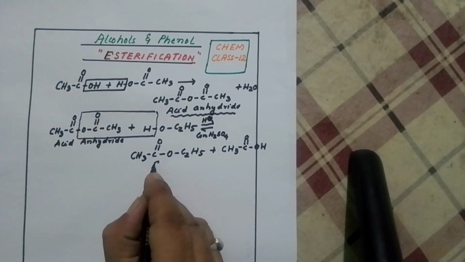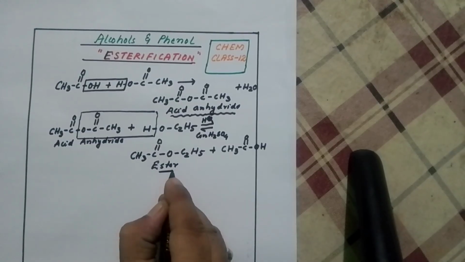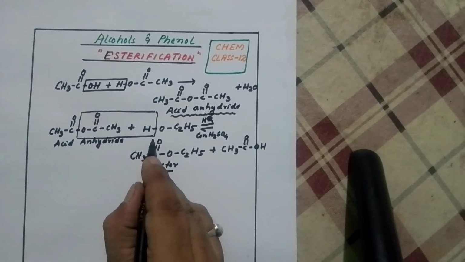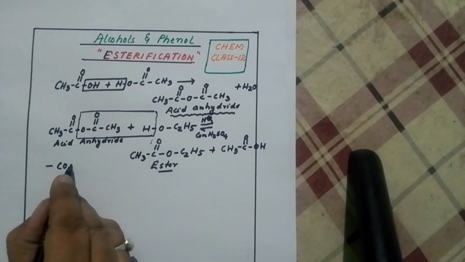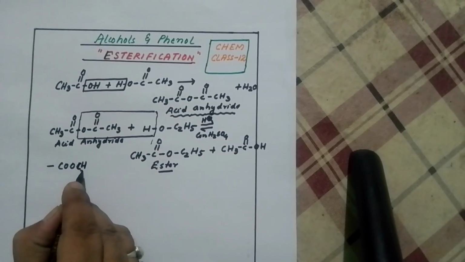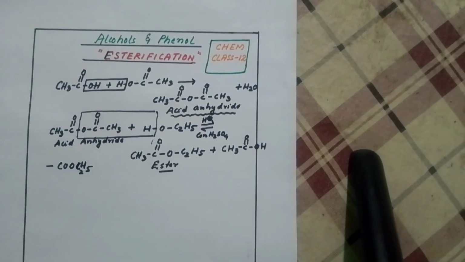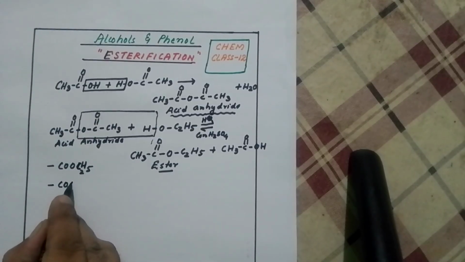So I will write just the familiar name. You don't have to write it in the exam, you just have to predict the ester. So what is the group of ester? I told you previously, the group of ester is COO, C2H5 or anything, any alkyl group. So it is the derivative of carboxylic acid.